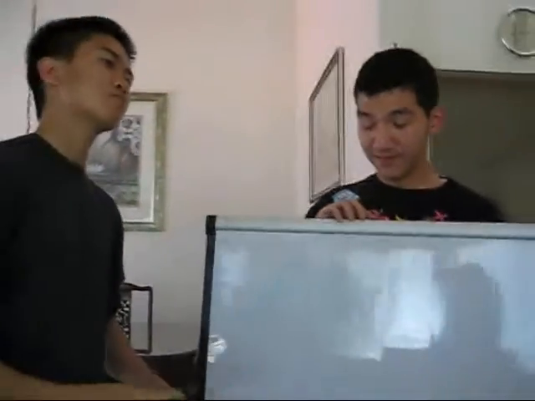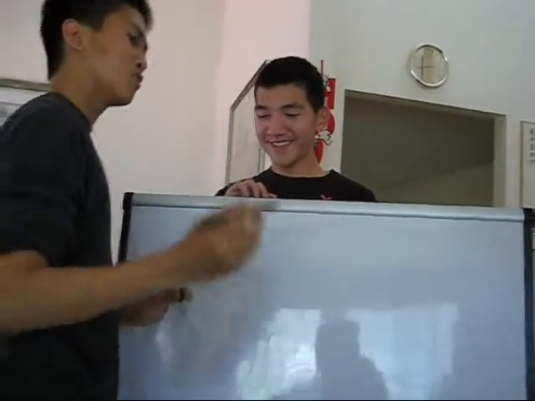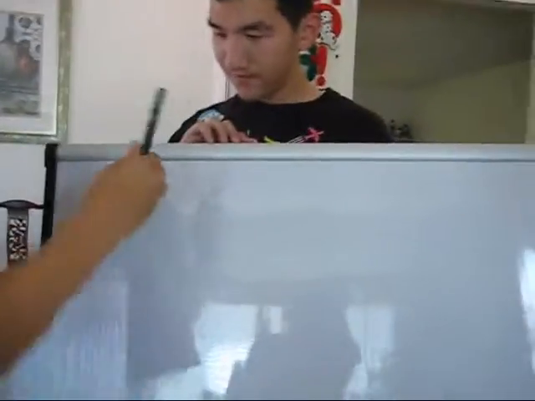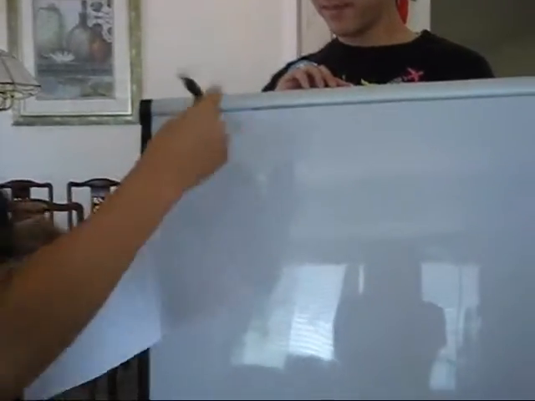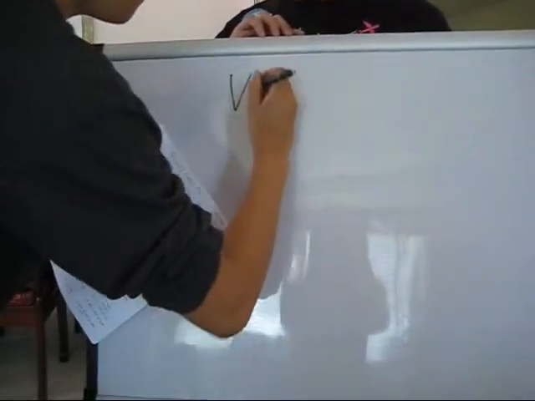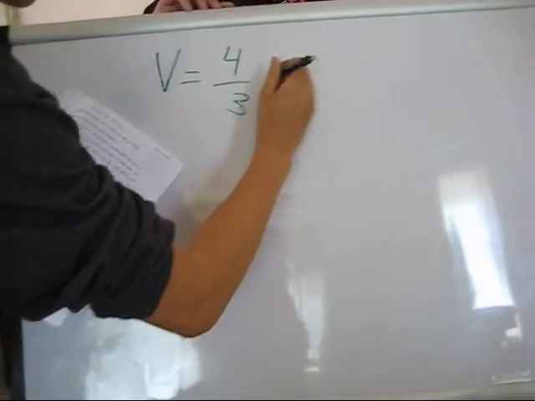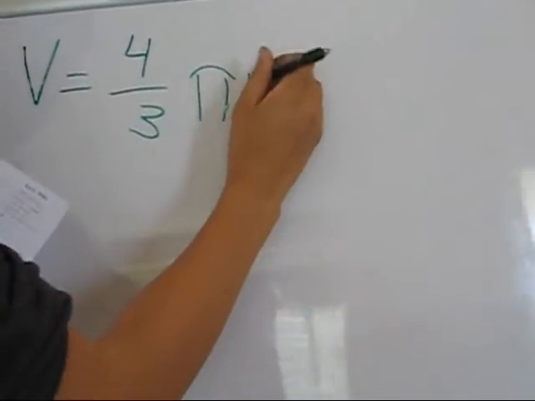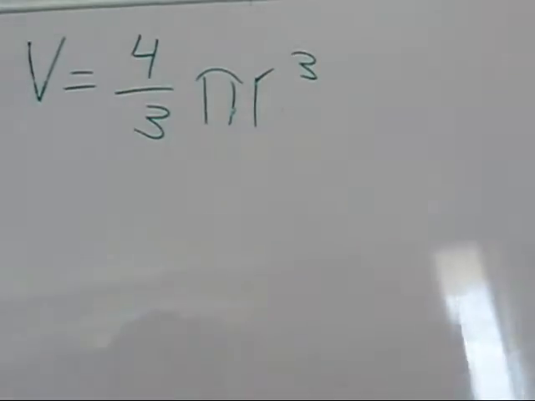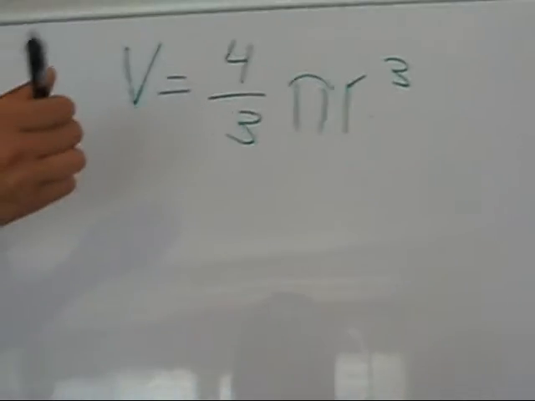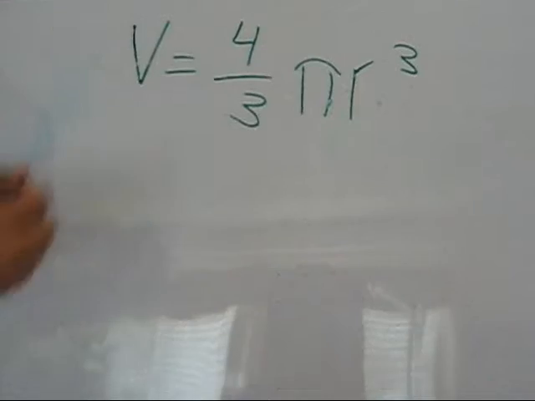Alright, so we know that the volume of a spherical balloon is... Oh, that's just a terrible pen. Volume is equal to 4 over 3 pi r cubed. And so the first step is to implicitly differentiate this volume equation.